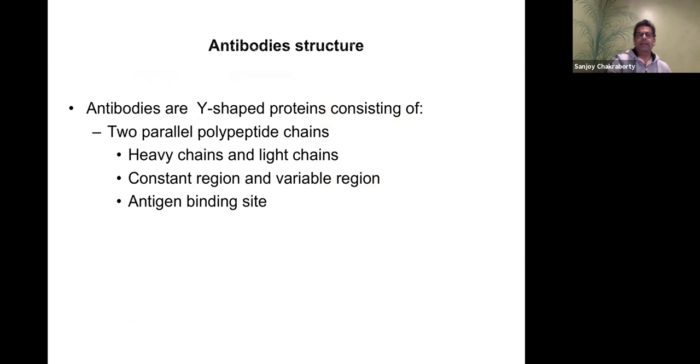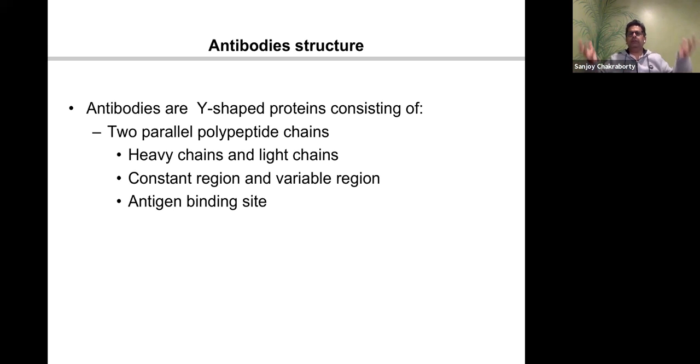Now, a little bit about the antibody. An antibody is a protein molecule, consisting of polypeptide chains. We have 4 chains in one antibody: 2 heavy chains and 2 light chains. Heavy chain means it's a long chain, the molecular weight is heavy, and light means the molecular weight is less. So that's why they appear light.